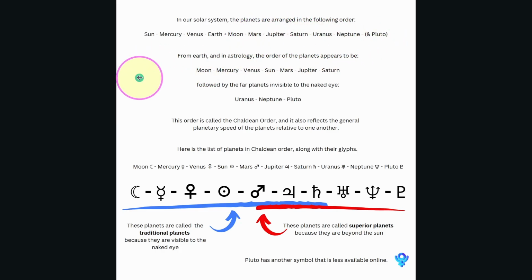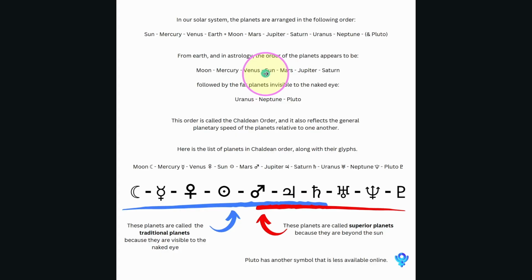So from Earth, and in astrology, the order of the planets appears, because it's all about perspective, it's all about the light and the visuals of it: Moon, then Mercury, Venus, then Sun, Mars, Jupiter, and Saturn. And then we have the far planets, which are not really visible to the naked eye. Uranus sometimes is, but then Uranus, Neptune, Pluto, that's the same.